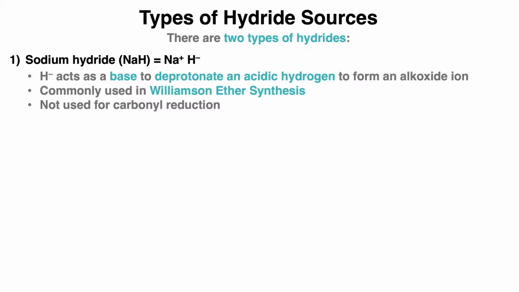There are two types of hydrides, and you want to make sure that you're using the correct type for each respective reaction that you're trying to undergo. The first type is one that you've seen before, sodium hydride. This reagent can be rewritten as Na+ and H-, where the H- acts as a base to deprotonate an acidic hydrogen to form an alkoxide ion. And you've seen this before in Williamson ether synthesis, but it is not used in a carbonyl reduction.